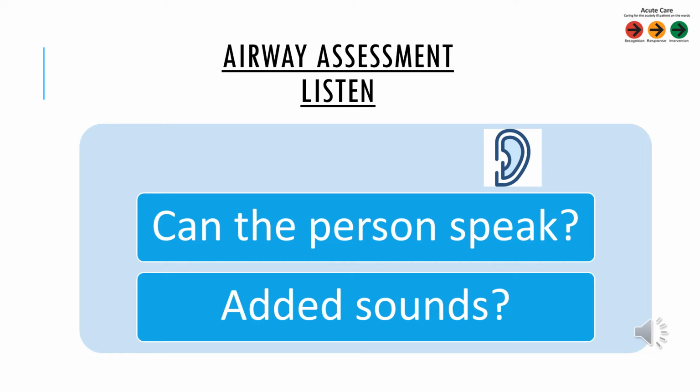If a person can speak, then they have at least a partially intact airway. If they are able to make words without any difficulty, then you do not need to be concerned. Even if what they're saying doesn't make sense, for example they may be confused, there's obviously a problem, but it's not their airway. Consider if there are added sounds. Is there obvious secretions or blockage that may be partially occluding the airway?